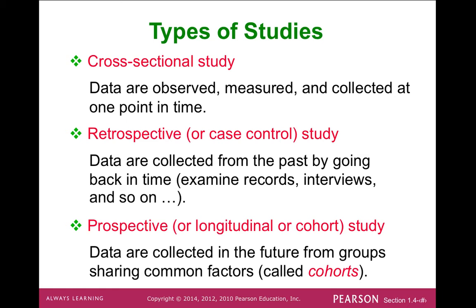This is where data is collected in the future from groups sharing common factors. Those groups sharing those common factors are also known as cohorts. A good example of a cohort is the class of 2016. When that class enters college for the first time in the fall, the graduating class of 2016 from high school, they would become known as the class of 2020.